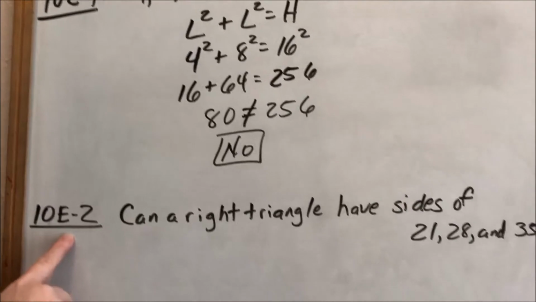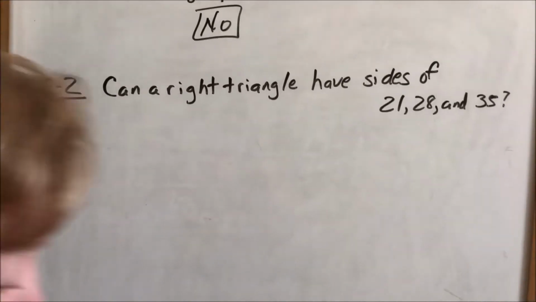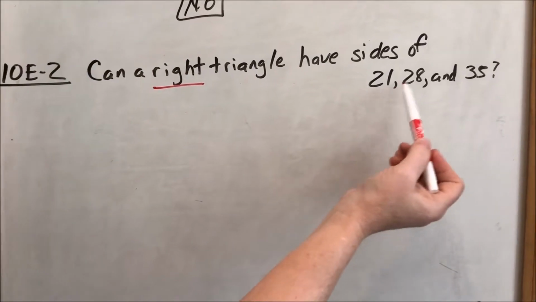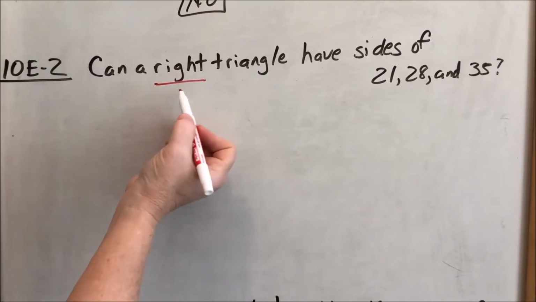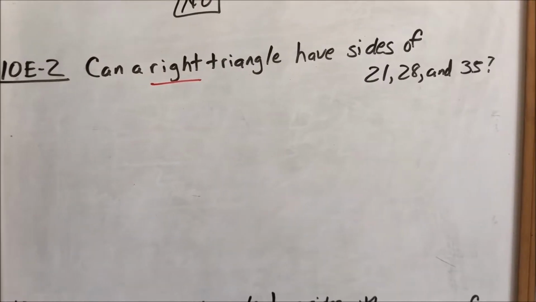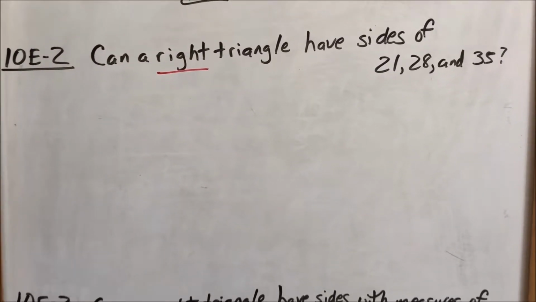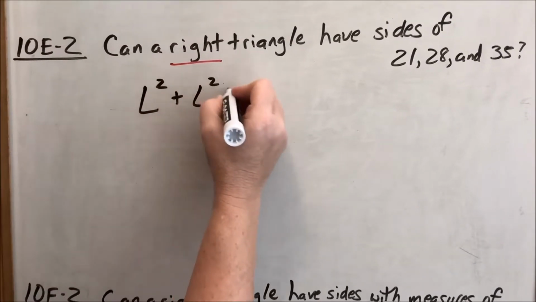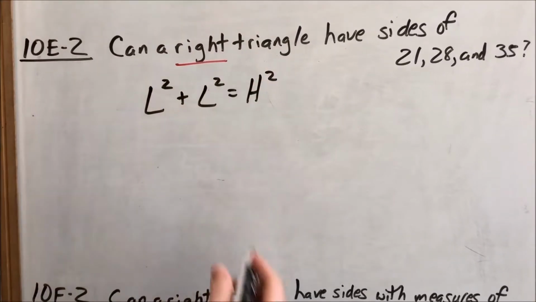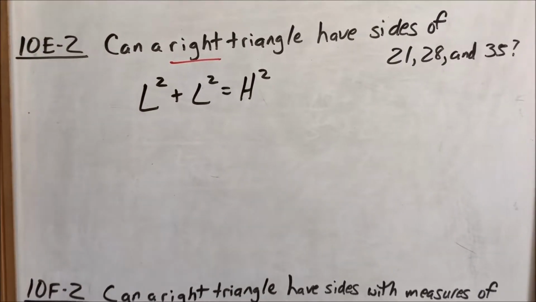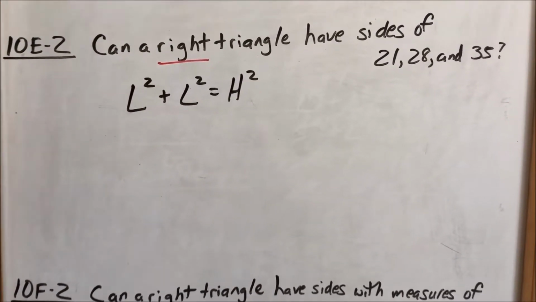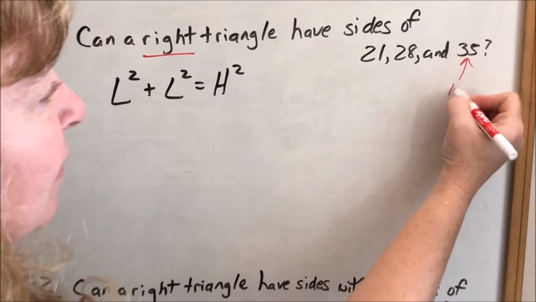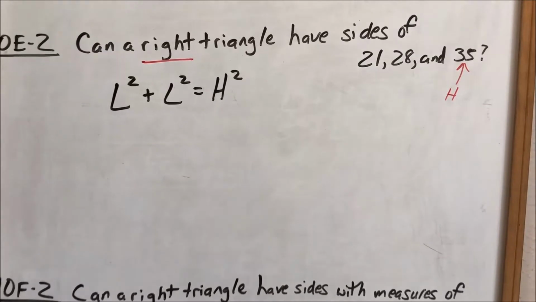So now look at 10E number 2. Can a right triangle, keyword here, have sides of 21, 28, and 35? Right triangle. You can only use Pythagorean Theorem for right triangles, okay? If it is a right triangle, then Pythagorean Theorem will be true, meaning the left side will equal the right side. So we have sides of 21, 28, and 35. Which one is the hypotenuse? The longest one. So that would be the longest side. That is our hypotenuse, okay?